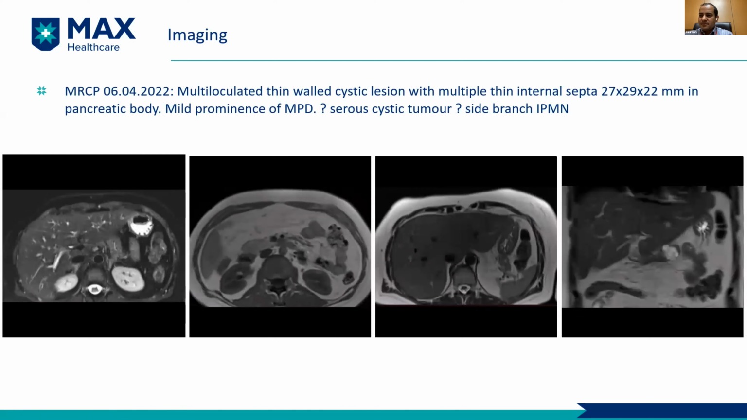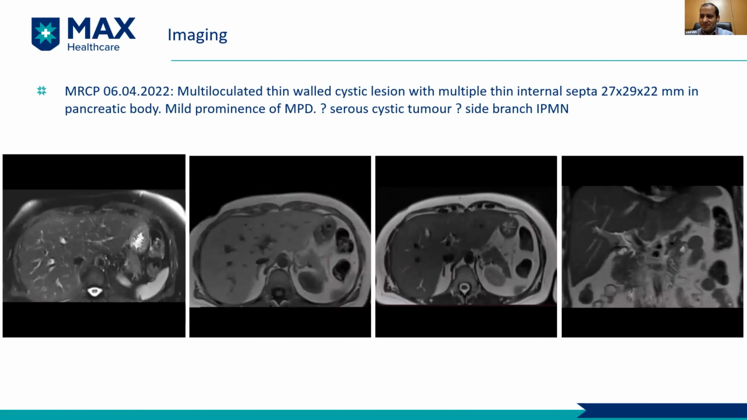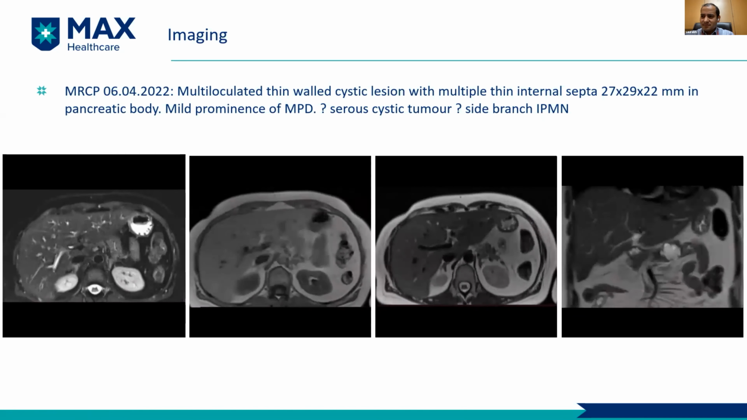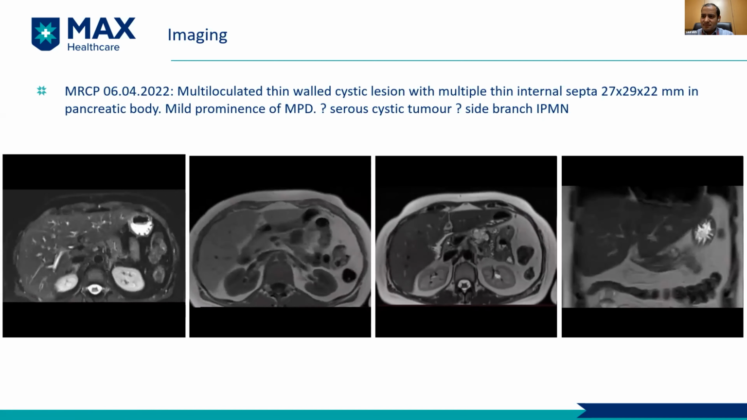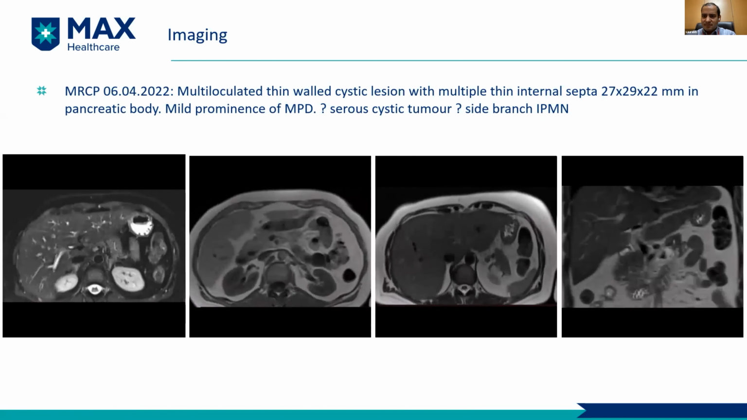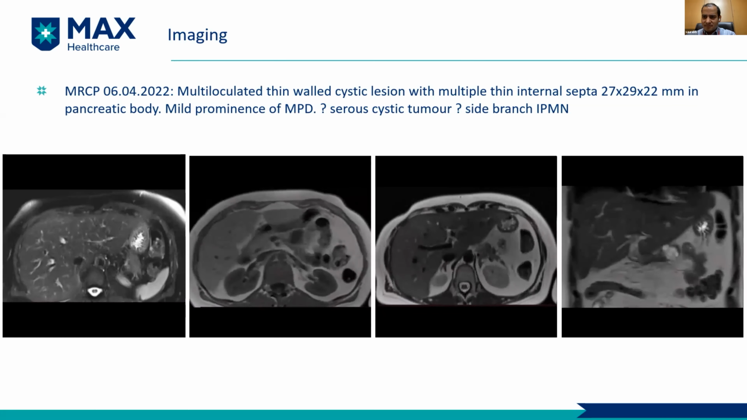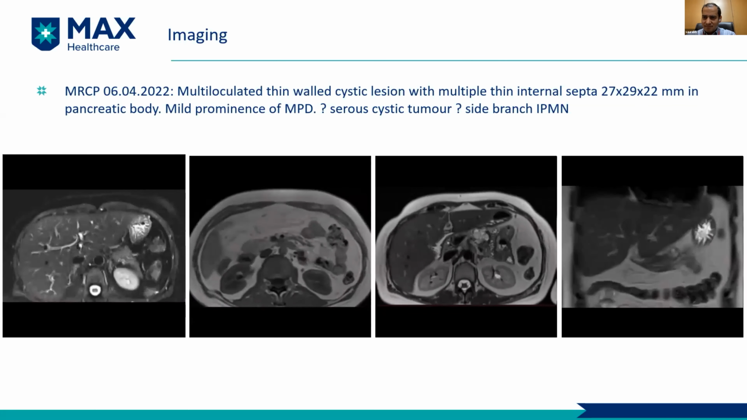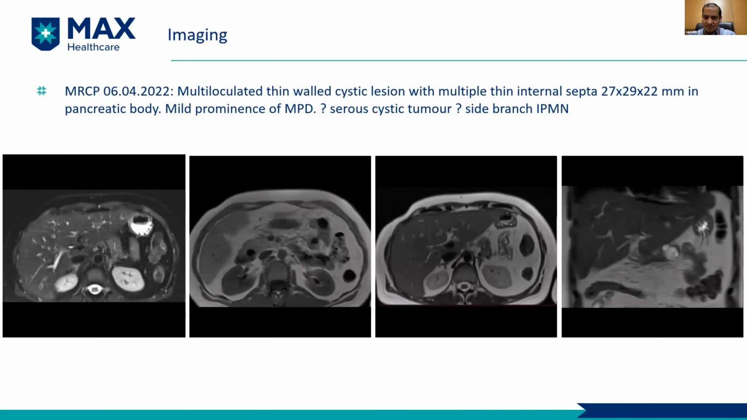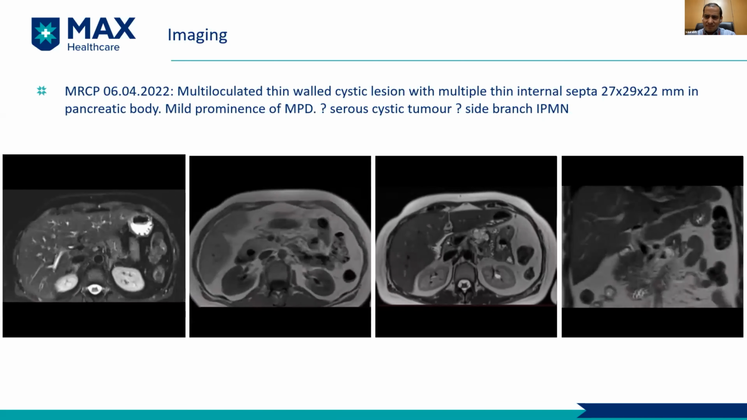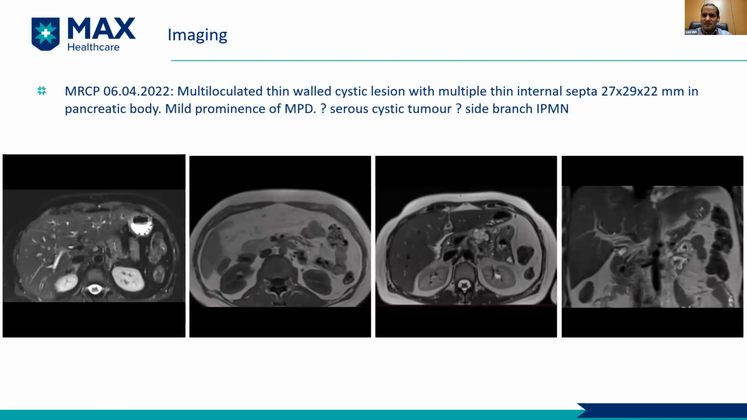So there is a lobulated lesion in the pancreatic body, which has multiple thin septations and locules in it. And there is no definite scar in the lesion. And the peripancreatic fat planes are absolutely fine. The remaining pancreatic duct is mildly prominent, especially in the distal pancreatic body and tail.